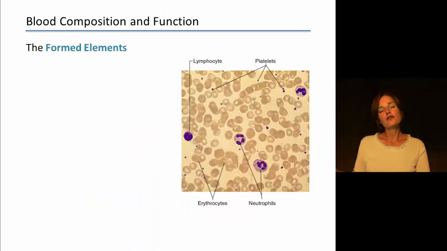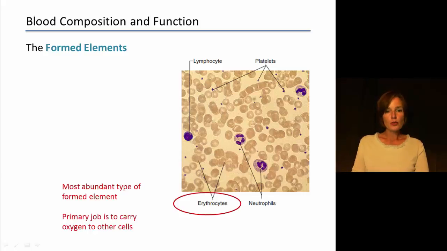We'll talk a little bit more about the formed elements. The formed elements, we said that this is going to be the blood cells themselves. We can see some of them in the image right here. We have erythrocytes, which are red blood cells. We have leukocytes, which are white blood cells. And then we also have platelet components. The erythrocytes, these are the most abundant. So that's most of the cells that you're seeing in this image right here. Their primary job is going to be to carry oxygen to other cells. So they will have special proteins that help them to carry that oxygen around our body.